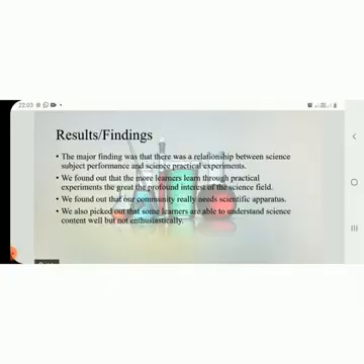So under results and findings, the major finding was that there is a relationship between science subject performance and science practical experiments, which instigated our course for conducting this research. We found out that the more learners learn through practical experiments, the greater the profound interest in the science field. We also found out that our community really needs scientific apparatus to conduct these experiments. We also picked out that some learners are able to understand science content well but not enthusiastically.